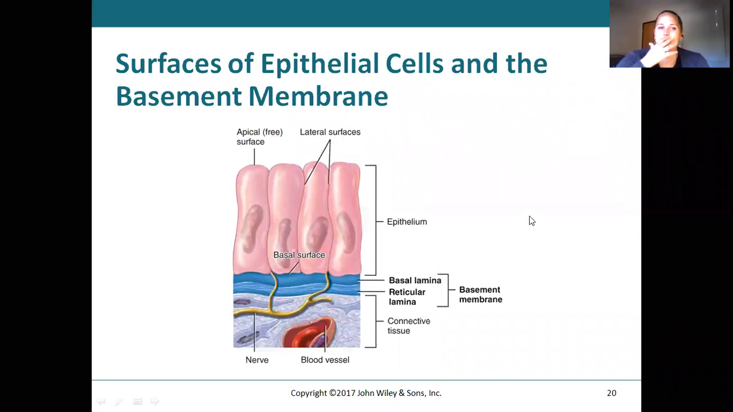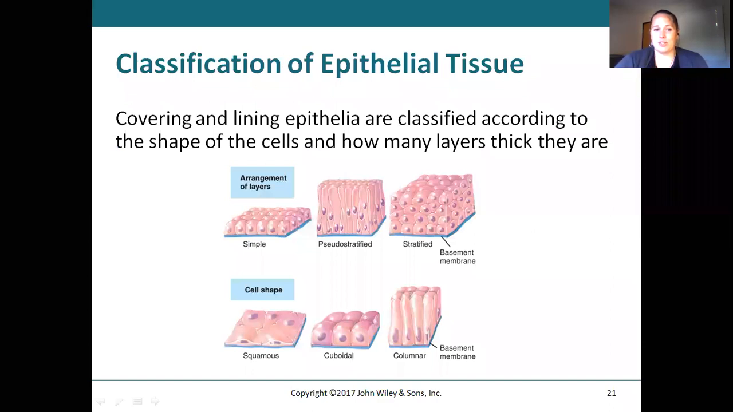Okay, so classification of epithelial tissue. There are ways in which we categorize epithelial tissue based on two different characteristics. First, you have the arrangement of the layers: simple, pseudostratified, or stratified. Simple means that there's just basically one layer, a single layer of tissue lining a surface.